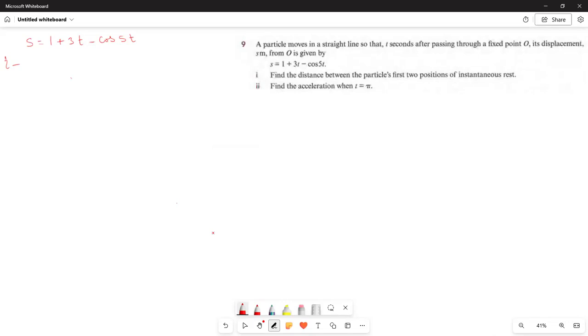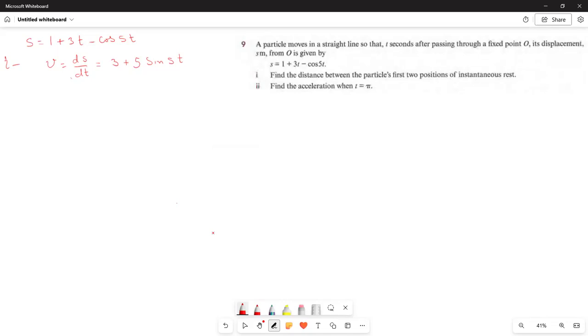of instantaneous rest. Rest means when the speed is zero, when the velocity is zero, right? So if we know the displacement, we can find the velocity by differentiating it. When I differentiate it, I will get 3 minus the derivative of cos, which is minus sine 5t, and the derivative of 5t is 5. So this is the speed of this particle at any given time.